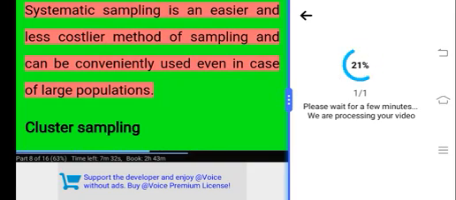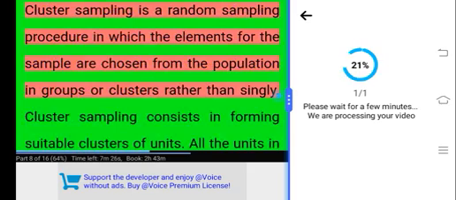Systematic sampling is an easier and less costly method of sampling and can be conveniently used even in the case of large populations. Cluster sampling. Cluster sampling is a random sampling procedure in which the elements for the sample are chosen from the population in groups or clusters rather than singly.